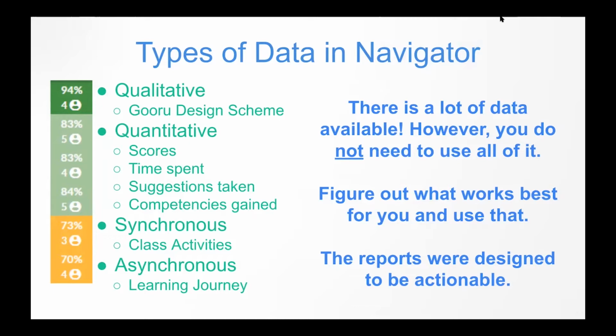And then quantitative data that we offer includes scores, time spent, so the active time spent learning, the number of suggestions taken, and the number of competencies or learning standards gained. We also have synchronous data, so that's data that comes from places like class activities, and then asynchronous data, so data that comes from places like the learning journey, whenever the students are working independently.